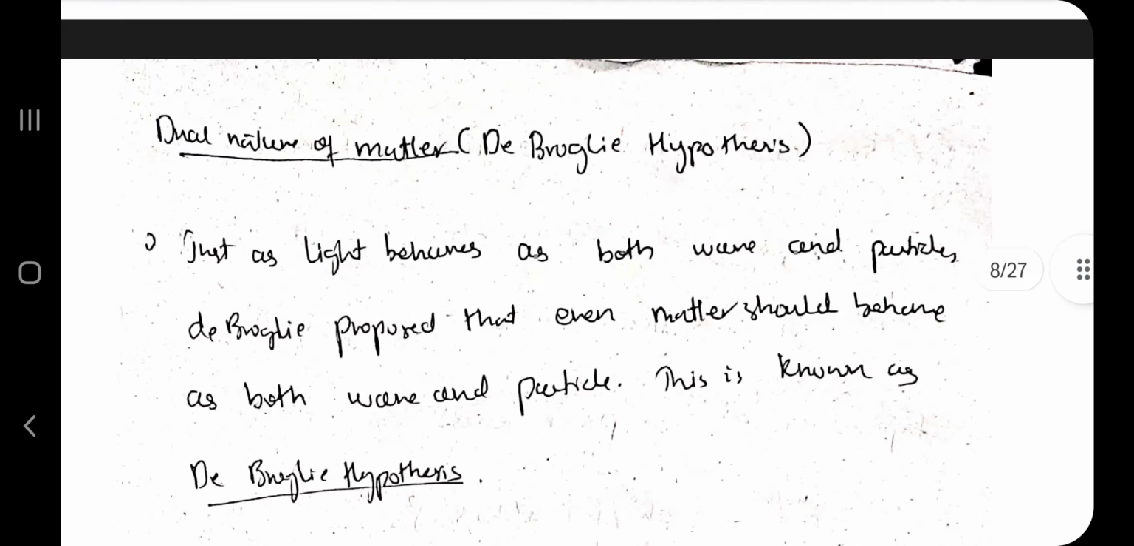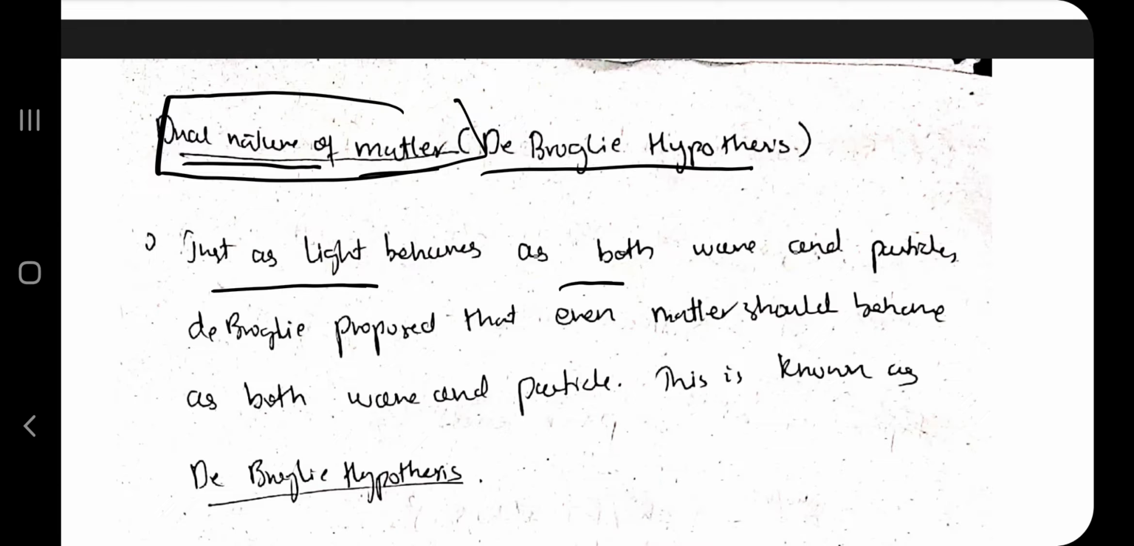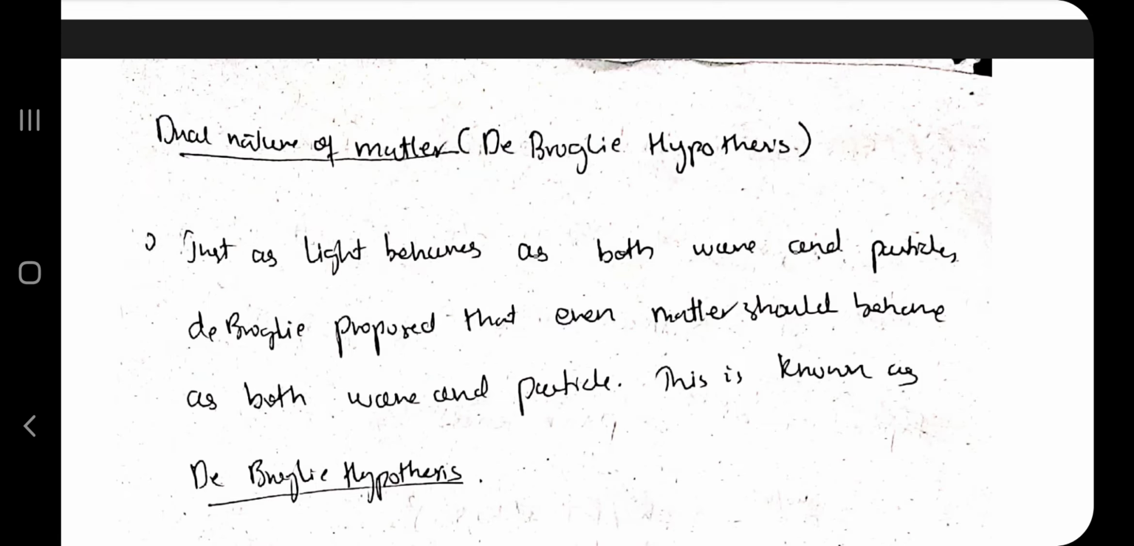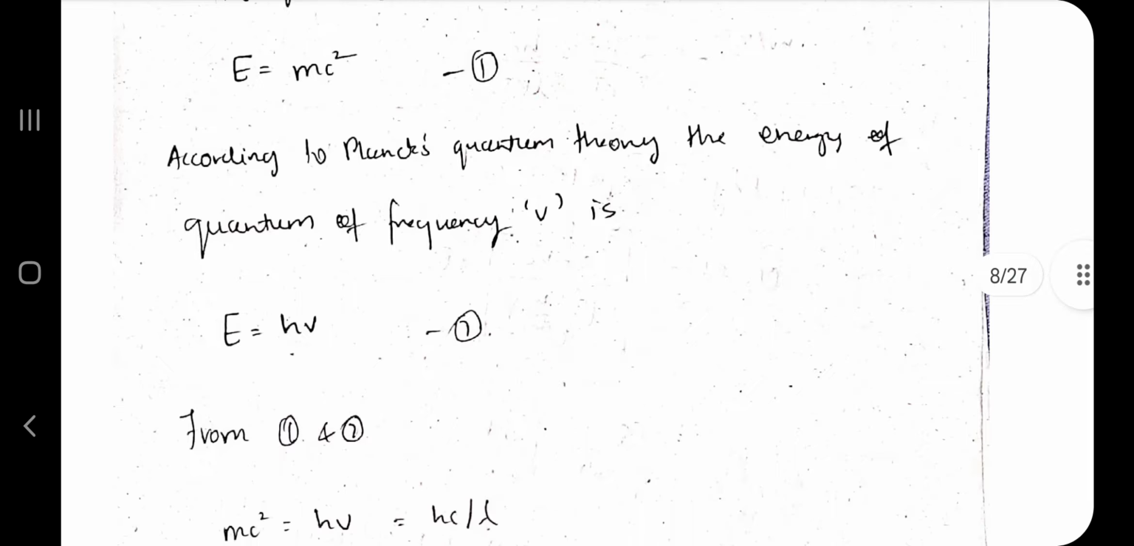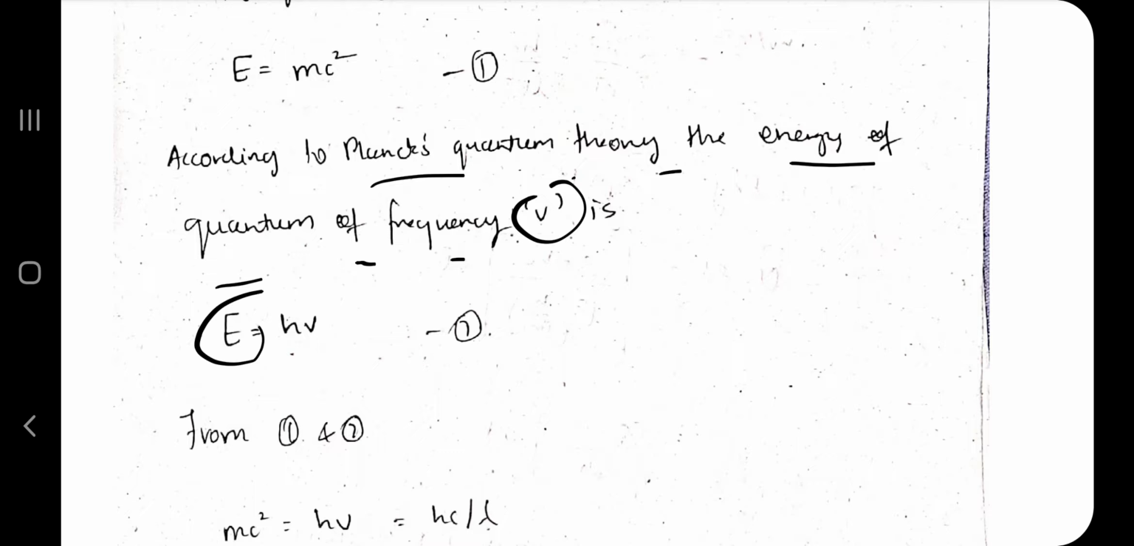Moving on, we have the dual nature of matter, de Broglie's hypothesis. What does the dual nature of matter mean? Just as light behaves both as wave and particle, de Broglie proposed that even matter should behave as both wave and particle under certain circumstances. That is known as de Broglie's hypothesis. How can we derive de Broglie's wavelength? If a particle of mass m is moving with a velocity c, the energy is equal to mc squared. Also, by Planck's quantum theory, the energy of a quantum of frequency v is equal to hv.